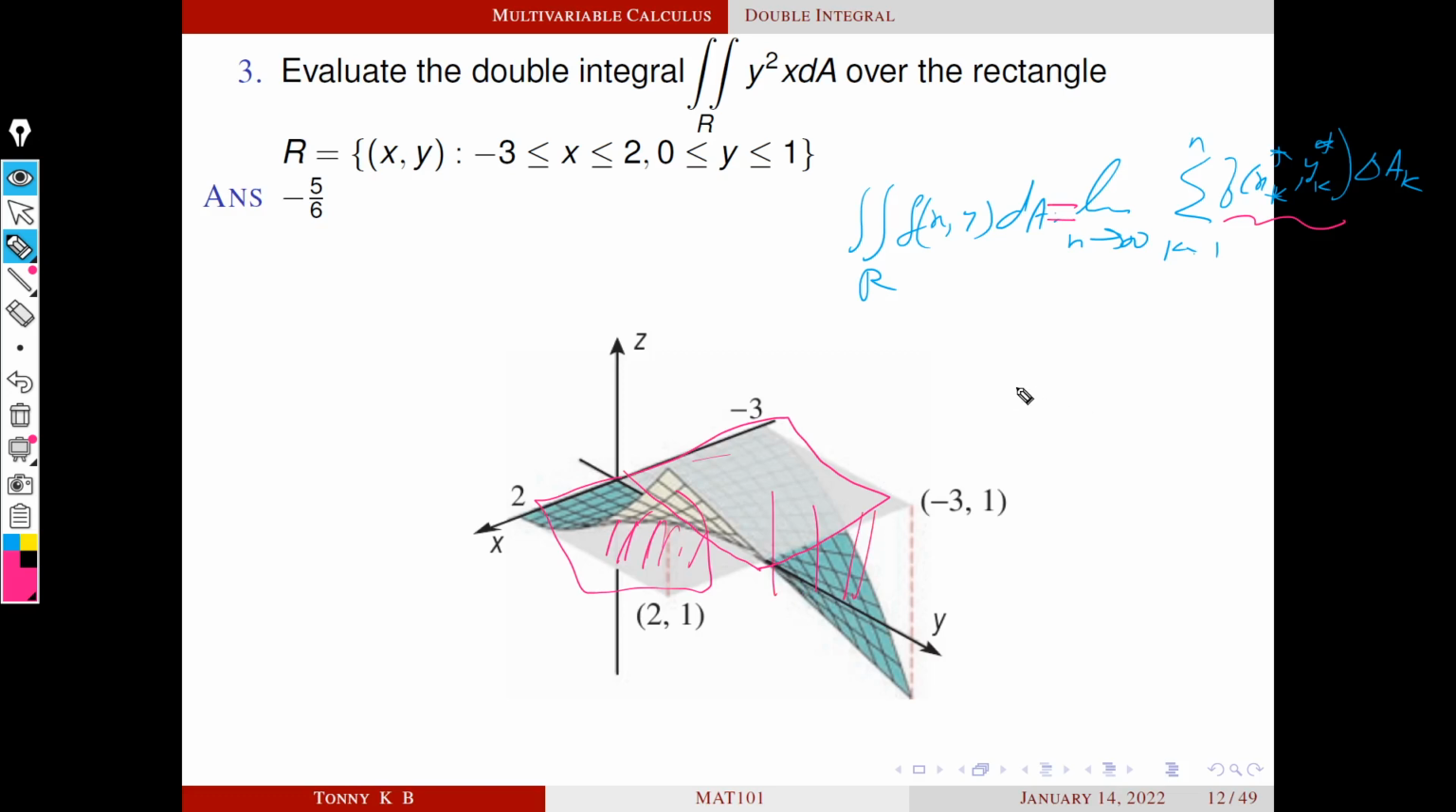So what is the meaning of this minus 5 by 6? It is the difference between these two volumes, and this minus sign indicates that the negative part is greater than the positive part. That's all. Or we can interpret this double integration as the net signed volume between the surface and the plane.